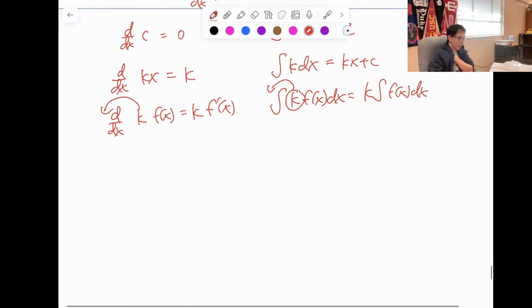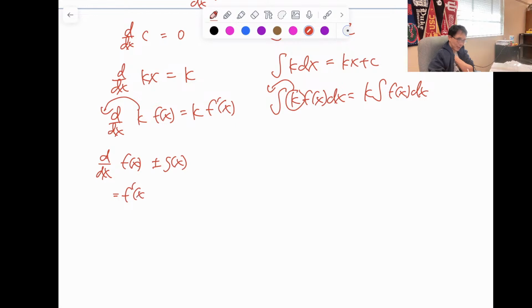Now, according to what Amira asked me, what if you have two different functions? Let's say d/dx of f of x plus or minus g of x. That's equal to f prime of x plus or minus g prime of x. Does that make sense? So if you integrate f of x plus or minus g of x dx, it can break up into two integrals: the integration of f of x dx plus or minus the integration of g of x dx.